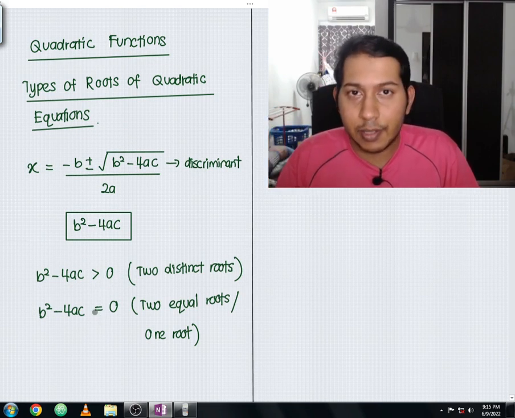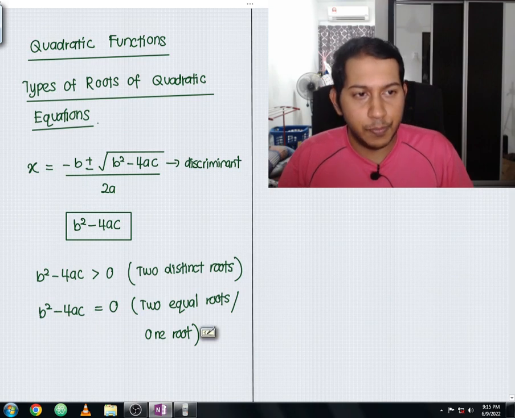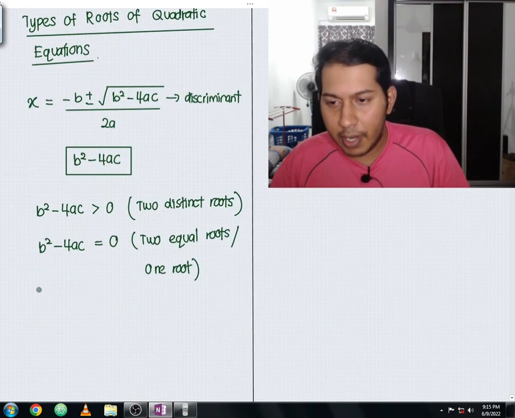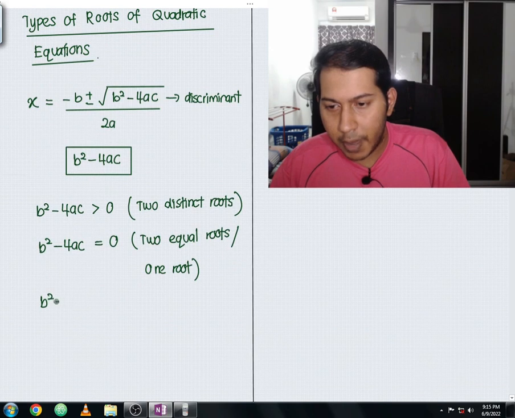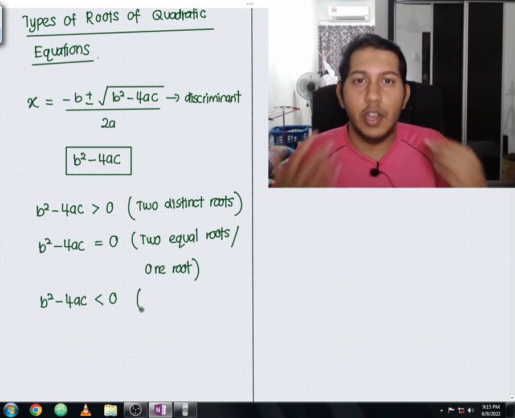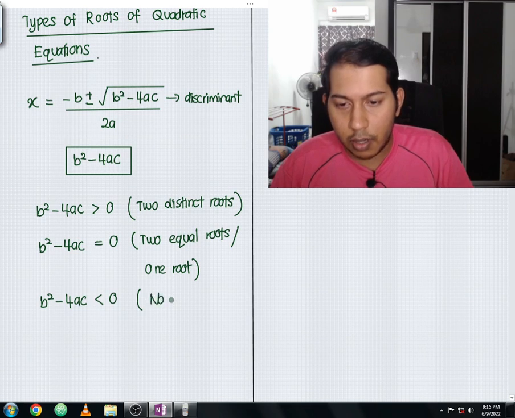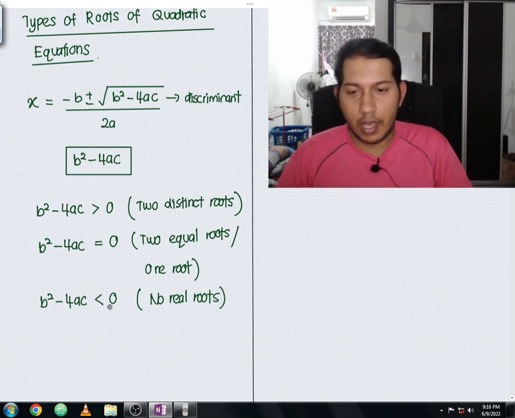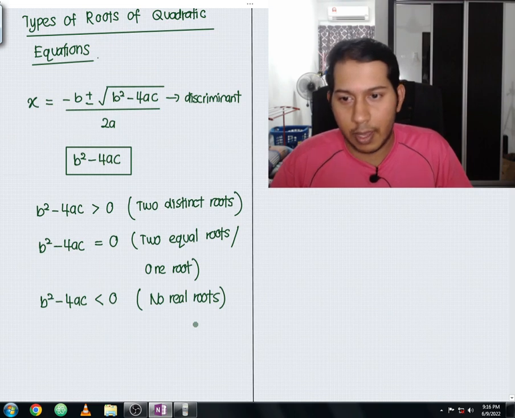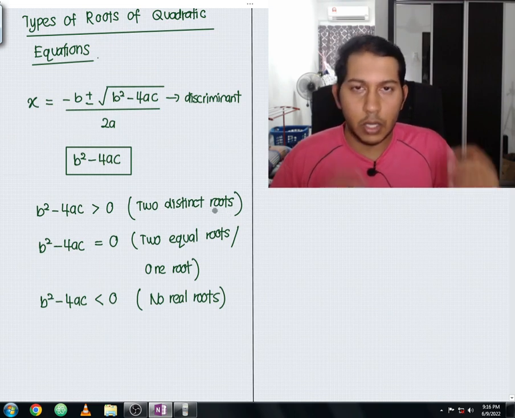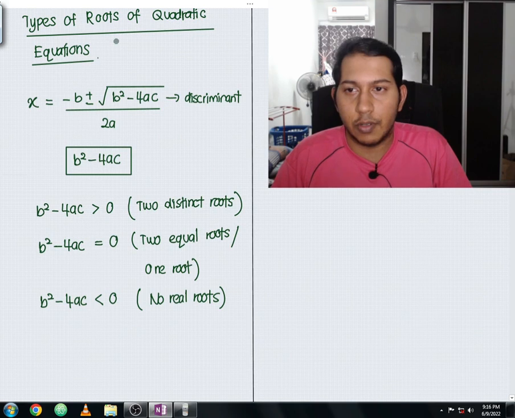How about less than 0? We're going to take a look at it now. When your discriminant b squared minus 4ac becomes less than 0, you do not have any roots. That means there are no real roots. That is why here you have no real roots. This is the concept that you're going to learn in this type of roots of quadratic equation.